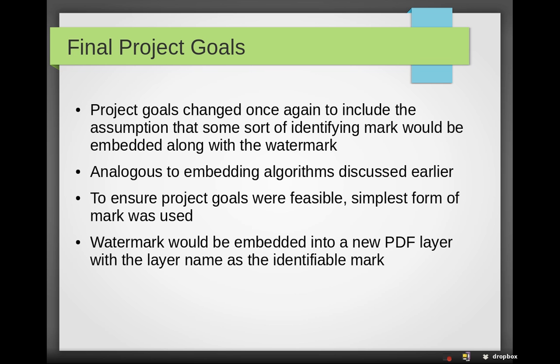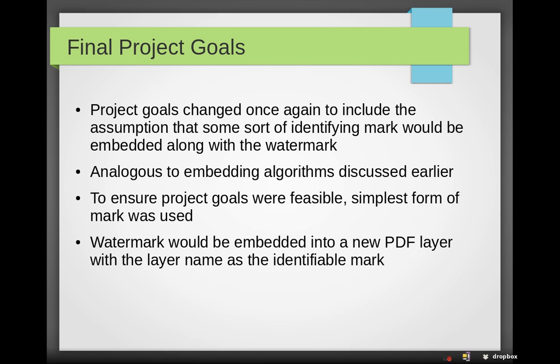So I ended up changing my final project goals again last time, and the project goals changed to include the assumption that some sort of identifying mark would need to be embedded along with the watermark. And so I guess this is analogous to the embedding algorithms we discussed earlier. And to ensure that this project actually worked and everything was feasible, I used a simple form of a mark, and I ended up embedding the watermark into a new PDF layer and then using the PDF layer name as the identifiable mark.